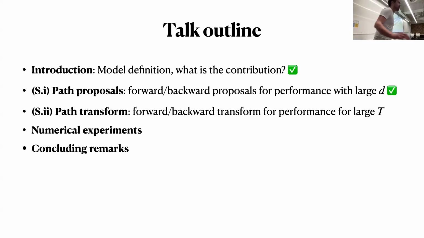Okay, so I've defined these two types of path proposal: forward proposals and backward proposals, that mean that we gain some kind of performance for a large dimension of the latent state. The last thing I'm going to go through now is what these path transforms look like. I have forward transforms and backward transforms that guarantee performance when we have more data. So when we use algorithms that change particle ancestors, these will be performant when the data is large.